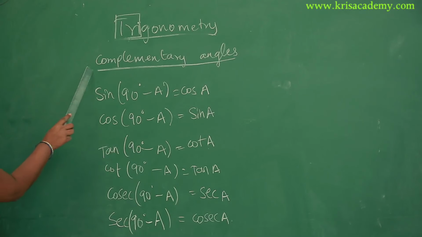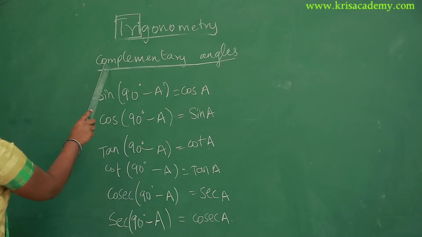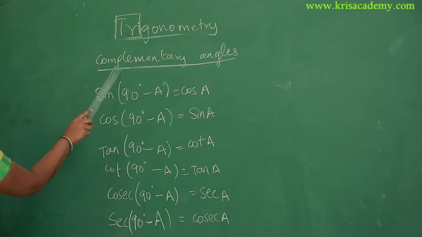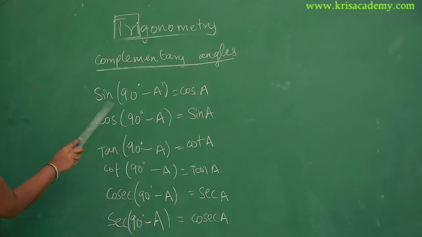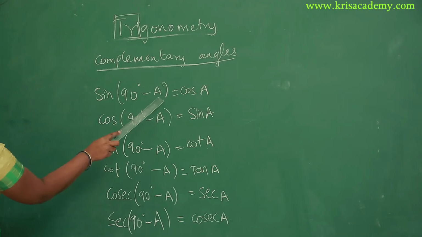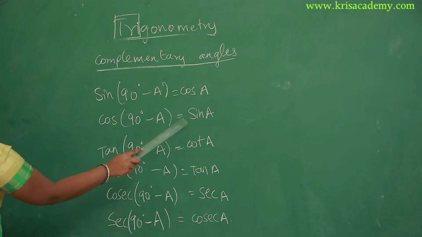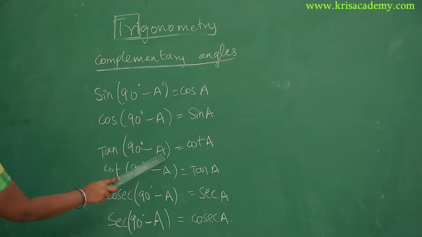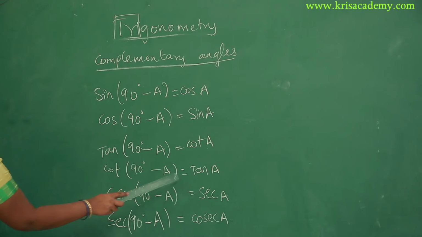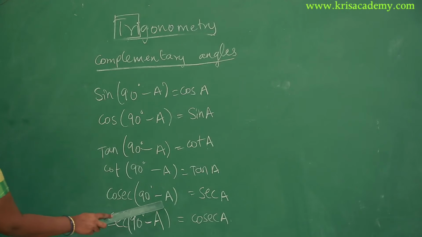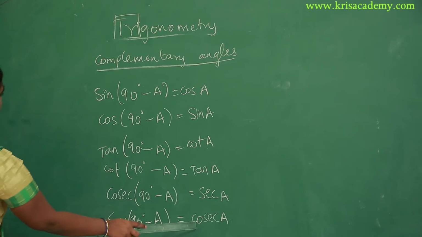Now next topic is complementary angles. Complementary is nothing but 90 degrees. So sin of 90 degrees minus A is cos A. Cos of 90 degrees minus A is sin A. Tan of 90 degrees minus A is cot A. Cot of 90 degrees minus A is tan A. Cosecant of 90 degrees minus A is secant A. Secant of 90 degrees minus A is cosecant A.